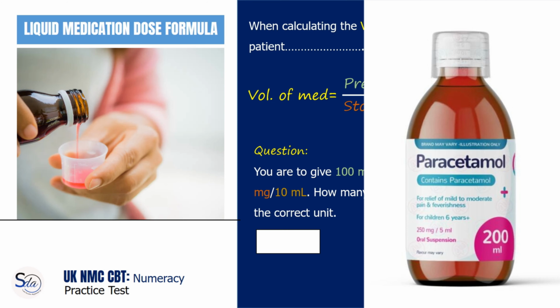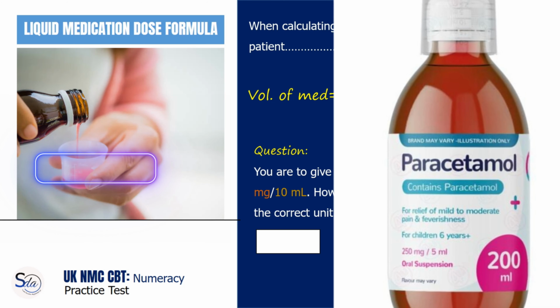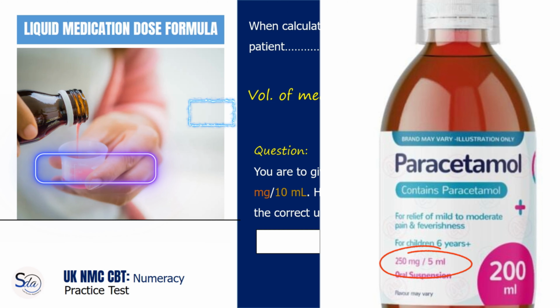I'm sure you might have come across a liquid medication in a bottle. When you pick the bottle up, you will see that on the bottle, there might be an inscription with something like 250 milligram per 5 ml.